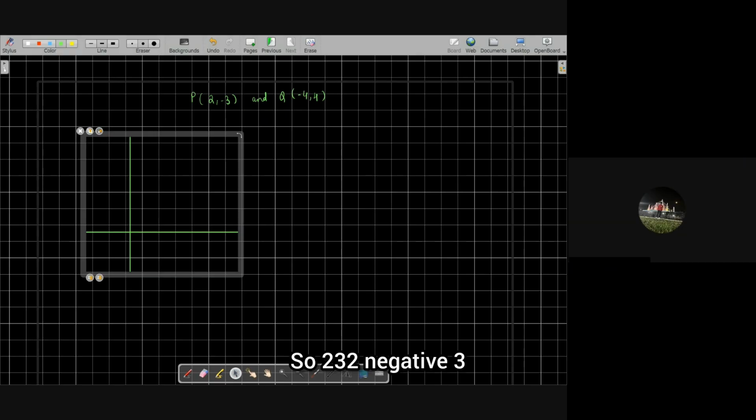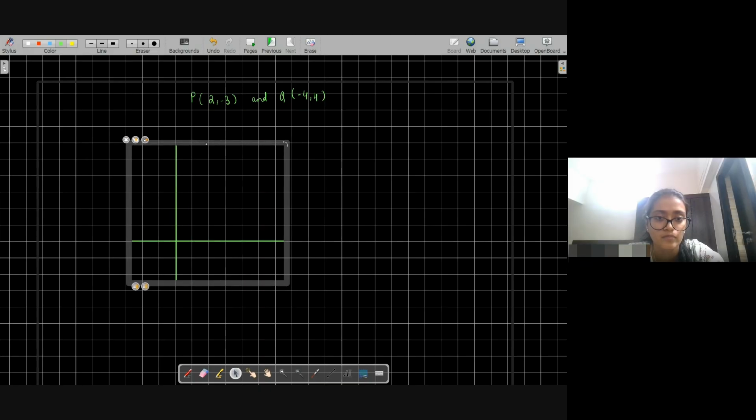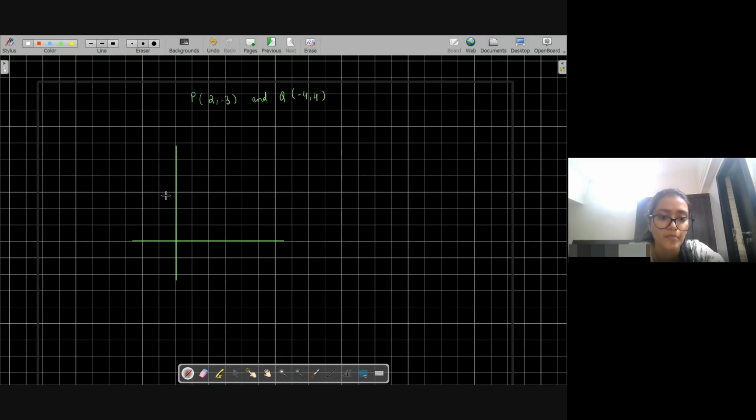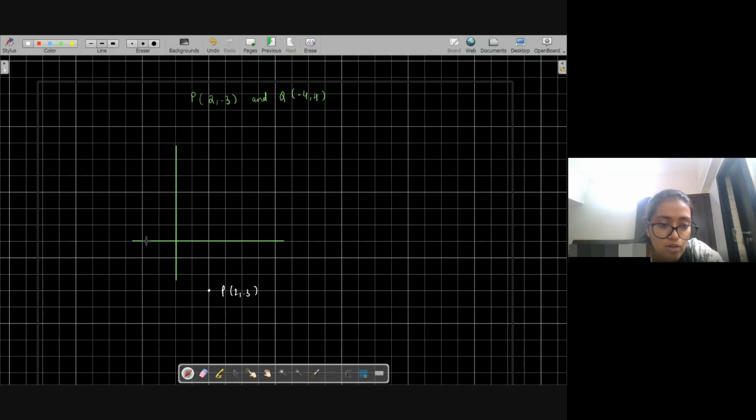So 2, 3, 2, -3. Okay, so 2, -3, 1, 2, and 1, 2, 3. This is P, the initial point, and Q is -4, 4. So 1, 2, 3, 4, 1, 2, 3, 4. This is the terminal point.